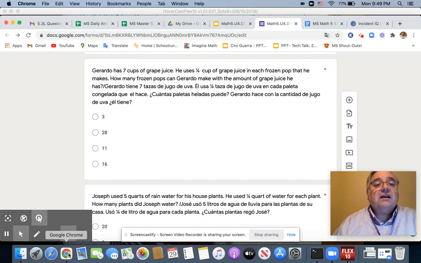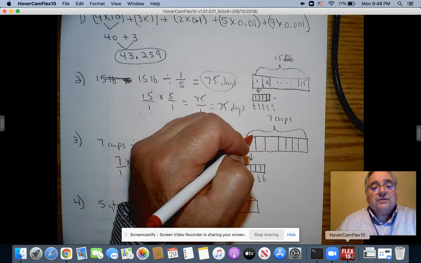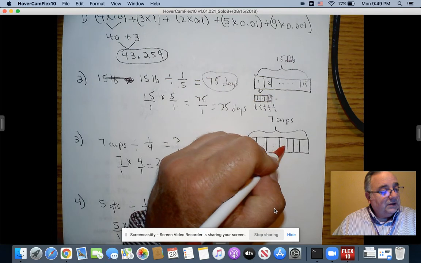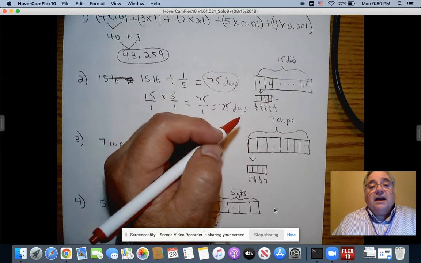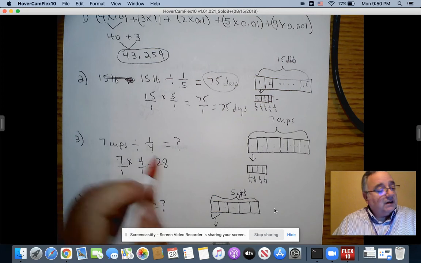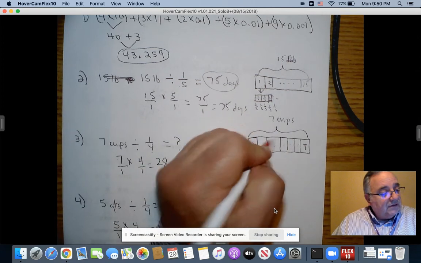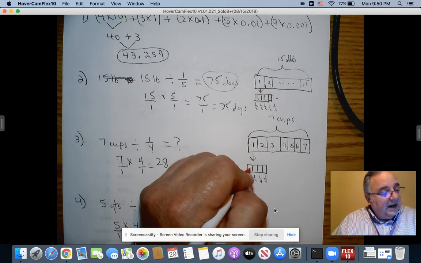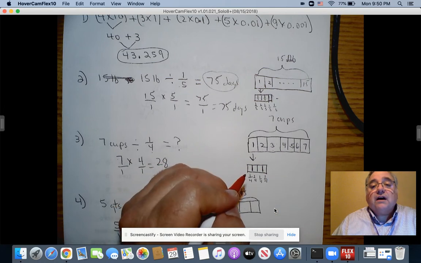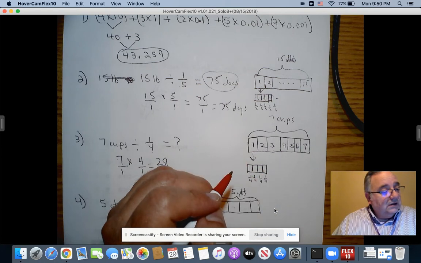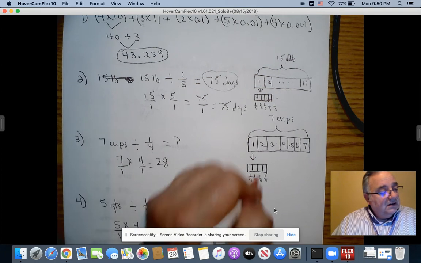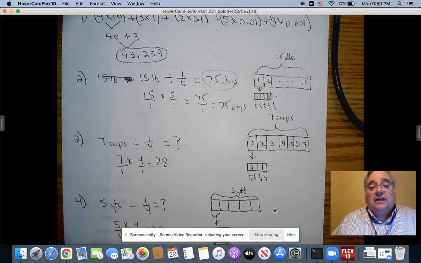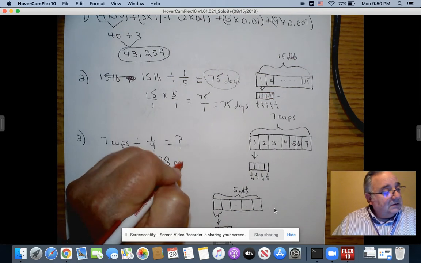I have 7 cups, right? So this is my 7 cups. 1, 2, 3, 4, 5, 6, 7. And each one, I'm going to take 1/4 of a cup. And in each one, I have divided it into 1/4 of a cup. There's 4 in each one. So that means I can take the 7 with the 4 here, multiply it, and that gives me 28. I can make 28 pops.